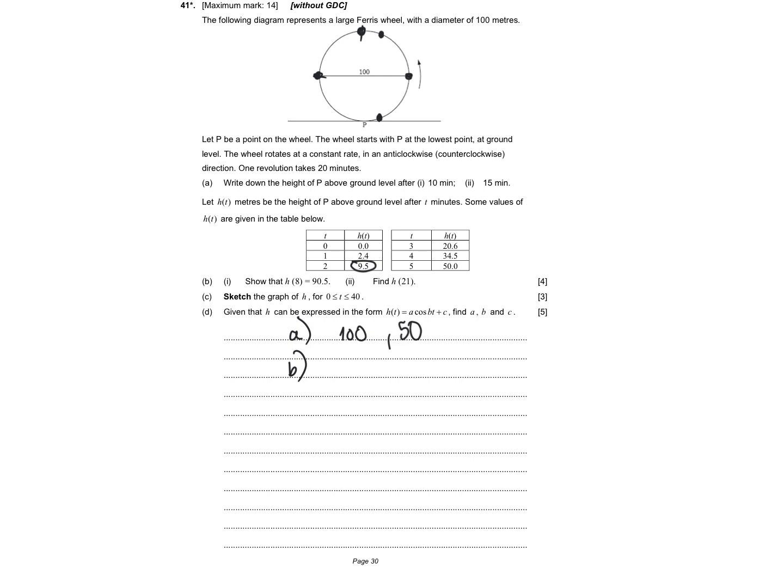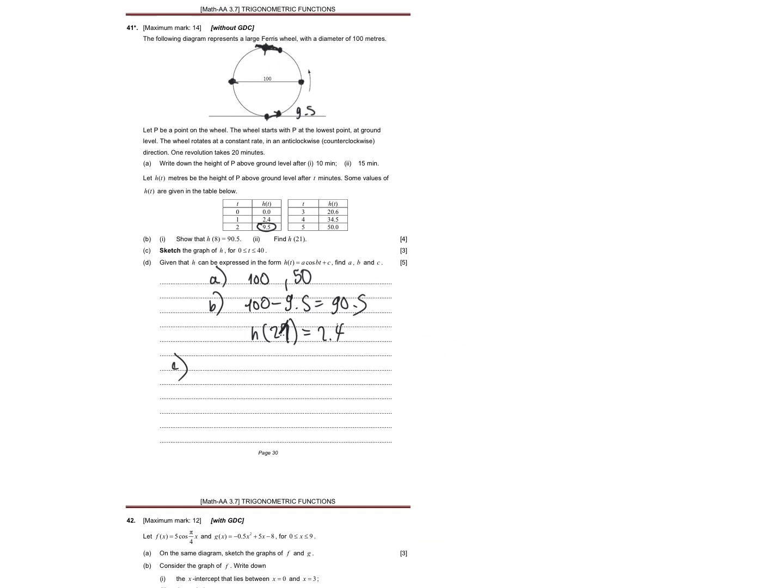Does that make sense? Because this is at 10 minutes. That's a height of 100. 8 minutes is 2 minutes before. Symmetrically, this is 0 and this is 2 minutes, and that's a height of 9.5. So this should be going down 9.5. So 100 minus 9.5 is 90.5. Now if you want h at 21, that's all the way around 20 minutes and then 1 minute more. So that's 2.4. Okay, that's a 1.